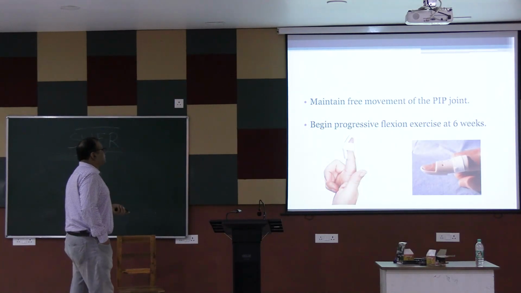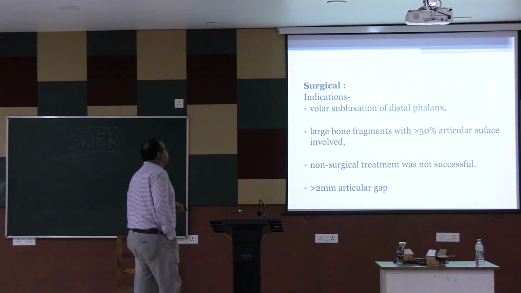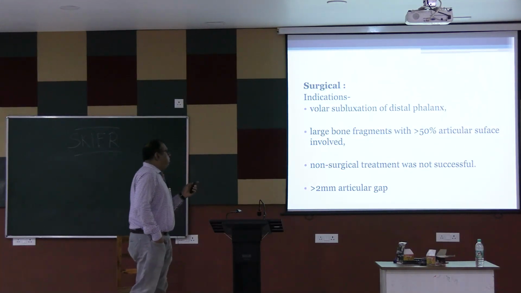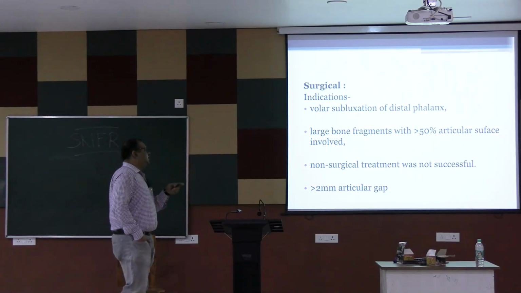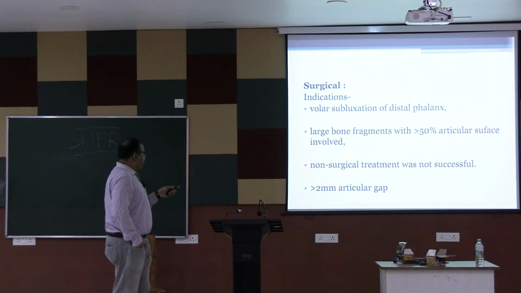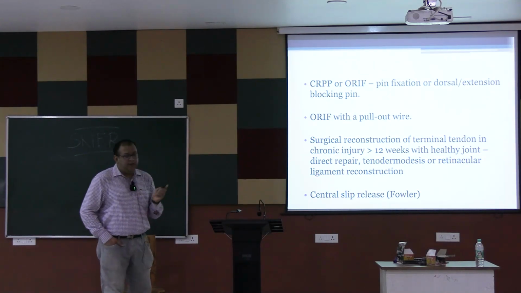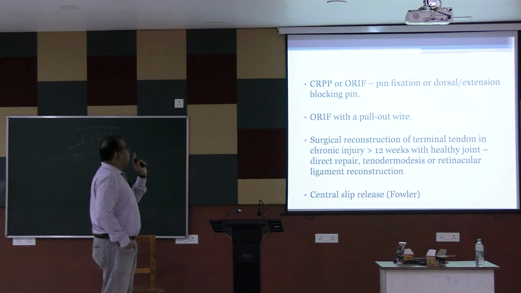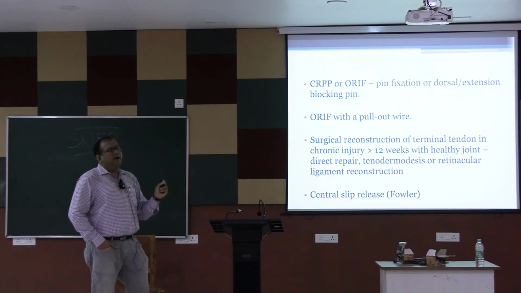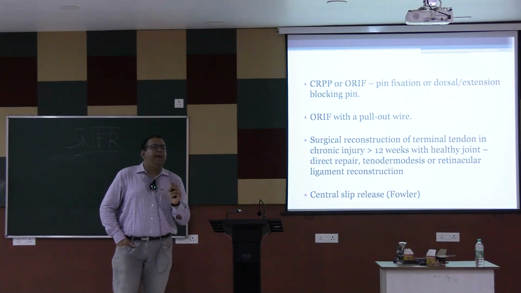This is the splint, extension splint that you give to the patient. Surgical indications are volar subluxation of the distal phalanx, and if non-surgical treatment was not successful. Also, if there's an articular gap, you go for surgical management. What is surgical management? K-wire fixation. CRPP, what is the full form? Closed reduction and percutaneous pinning.